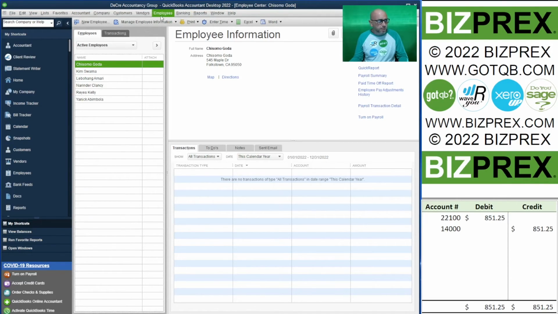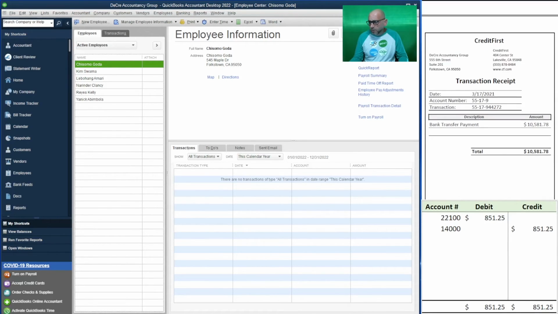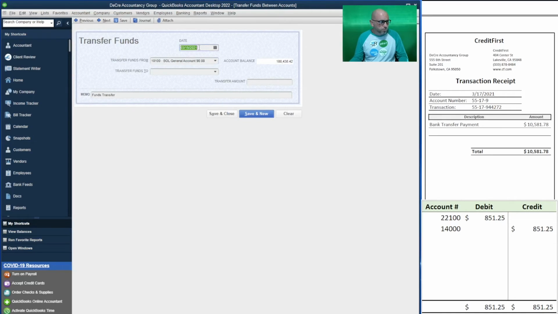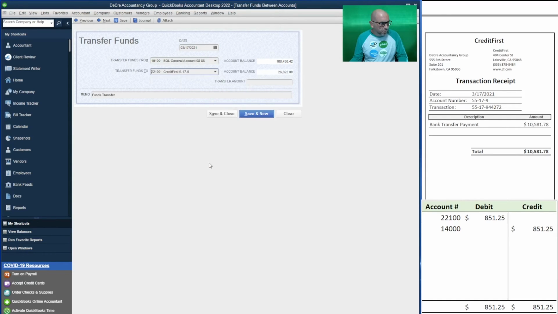Now we gotta make a payment, right? So now we will pay. We will pay from our bank account to our credit card. We can do it with the transfer. We can do it with the check too. Perhaps we'll do it in the following quarter. We'll kind of switch it up quarter by quarter. All right, so general account, moving it to our credit account.